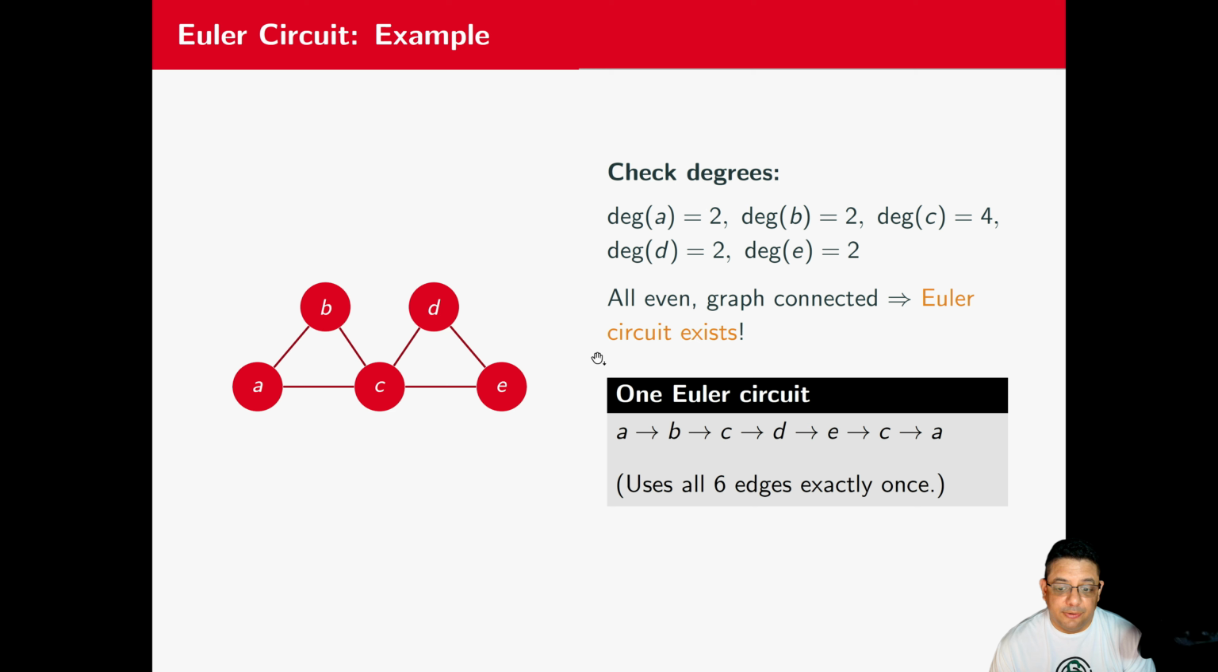Now, what is the Euler circuit? Well, it's going to be this path. From A, we go to B, then we go to C, then we go to D, then we go to E, then we go to C, and then we go to A. So it uses all edges exactly once. From here to here, from here to here, from here to here, from here to here, go back, go back. So it only uses all edges once.